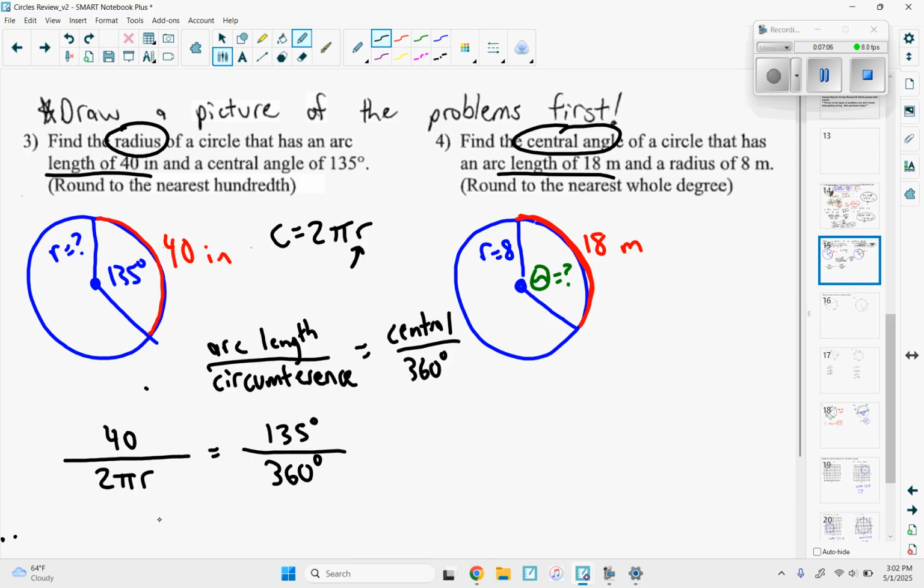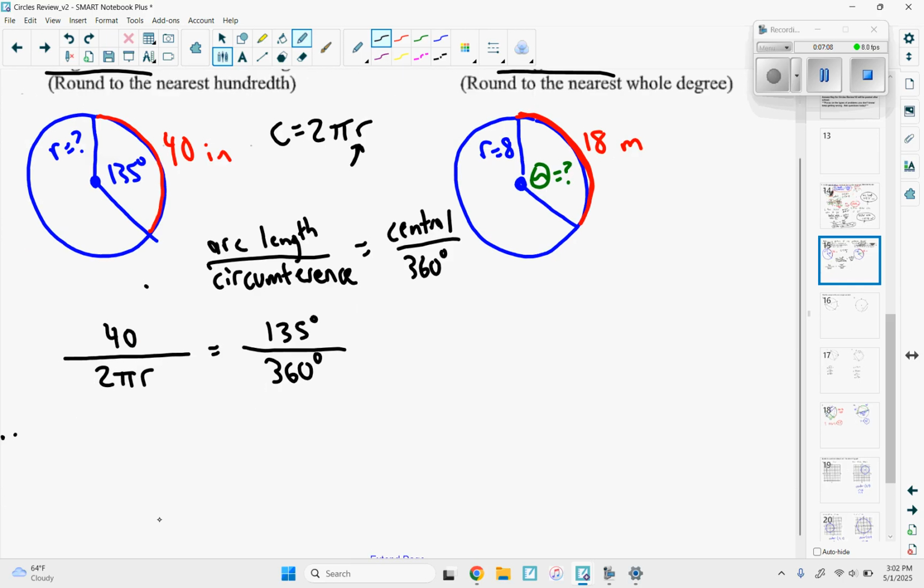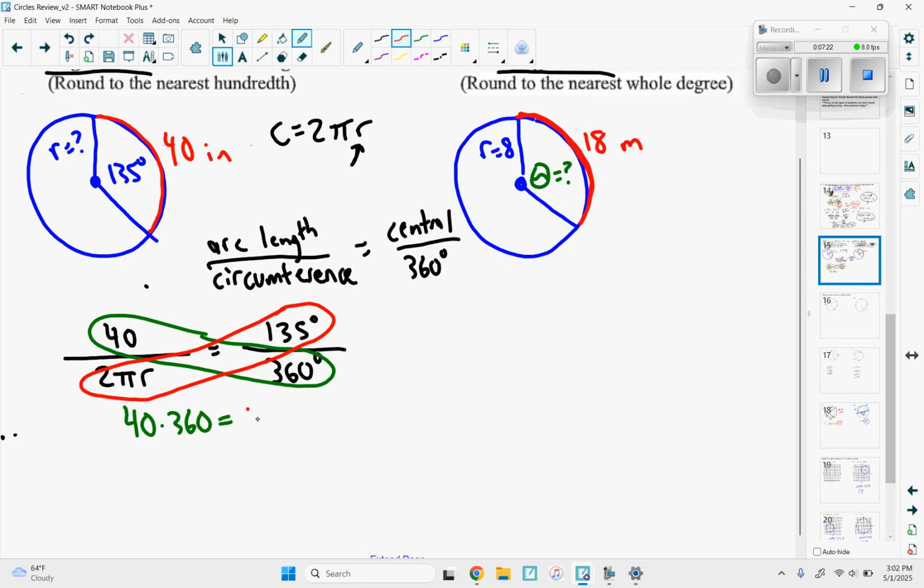And so to do that, we're going to start by cross multiplying. We get 40 times 360. On the other side, I get 2 pi r times 135. Again, I'm trying to isolate my variable r. So I'm going to divide by everything that isn't r on this side.